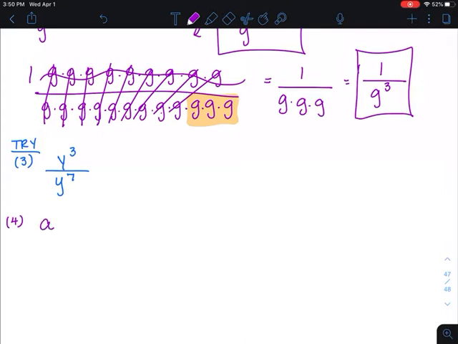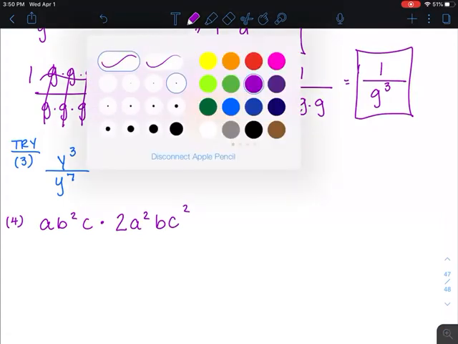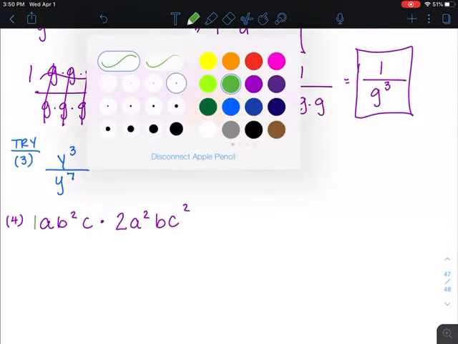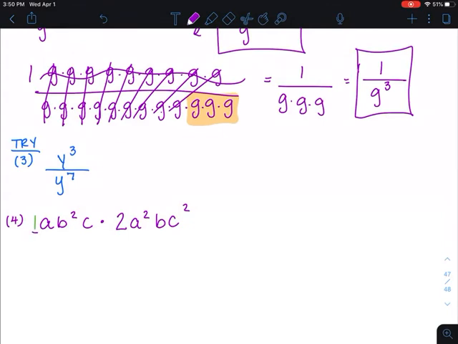Alrighty, for number 4, you have ab squared c times 2a squared b c squared. So first and foremost, there would be an imaginary coefficient of 1 in front of this a here. So now we do numbers first. So what's 1 times 2? 2. A times a squared. This is an imaginary exponent of 1. So 1 plus 2 is 3. So a to the 3rd power.